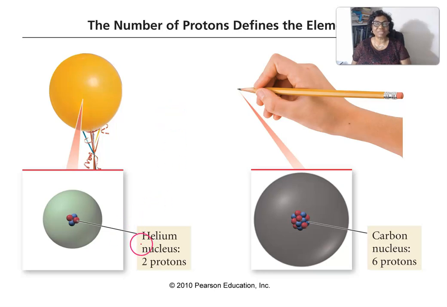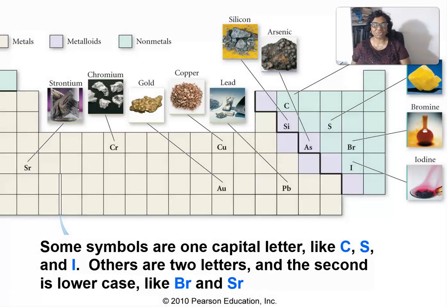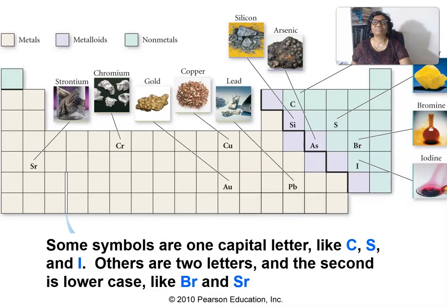So for example, this is helium. All helium have 2 protons. And all carbons have 6 protons. You change the number of protons, you change the element. So you can see the periodic table. You can see some elements.